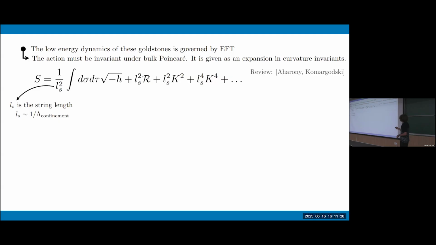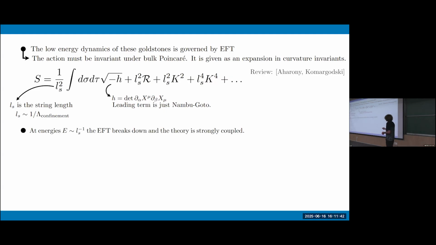Now, this is an expansion in energy times the string length, which is essentially the inverse confinement scale. The leading term is Nambu-Goto, as I just said, and there are higher terms. So we have a weakly coupled low energy theory. However, at energies of order 1 over string length, the effective field theory breaks down and the theory is strongly coupled. And our goal is to constrain physics in this regime.